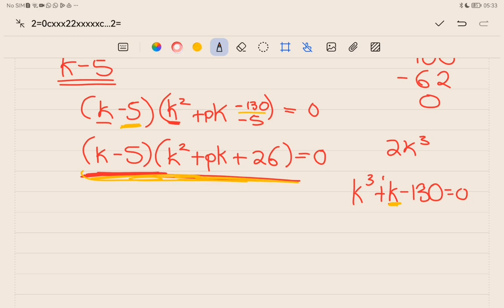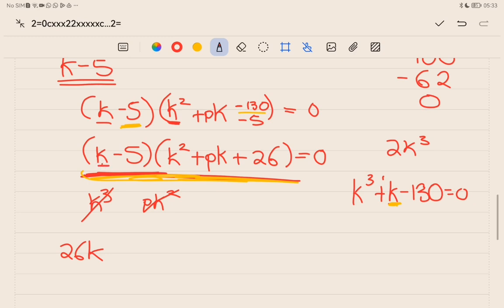So you're going to say k times k squared, you get k cubed. That's not what we want. Then k multiplied by pk is equal to p k to the exponent 2. That's not what we want because it has k squared, but we want the one that only has k. So now k multiplied by 26, now we have 26k. That's what we want. Then now we are done with using k.